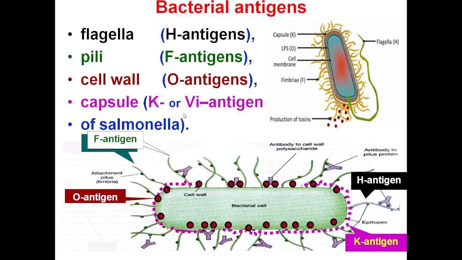Traditionally, capsular antigen of Salmonella typhi is not named a K antigen. It is named a Vi antigen, V capital and i small. This is a symbol characterizing that this antigen is associated with the virulence of bacteria. Virulence is the capacity of causing disease. All bacteria have K antigens, the capsular Vi antigen of Salmonella is the analog of the K antigen of other bacteria.